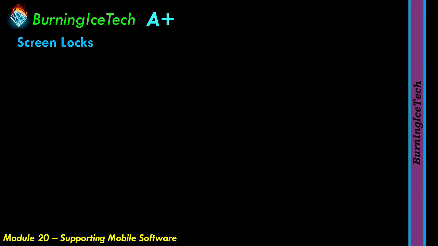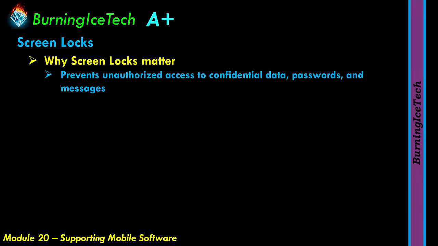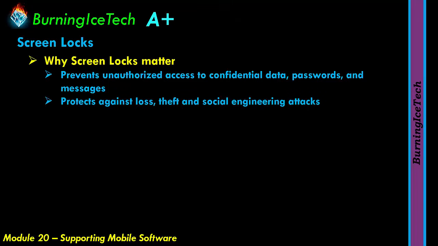And why do we have them? Well, generally to keep people off. It's not just to keep people off. It's to keep certain things confidential, secure, and safe. So why do screen locks matter? Well, guys, that is to prevent unauthorized access to confidential data, passwords, and messages, and of course much more. What it also does is it protects against loss. So if someone happens to get a hold of your phone, they could potentially see stuff they're not supposed to, things like that. So it helps protect against loss, it helps protect against theft, and believe it or not, it helps protect against social engineering attacks.